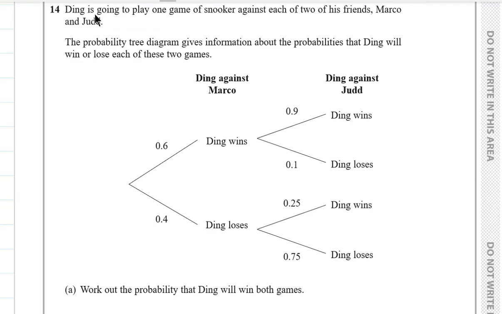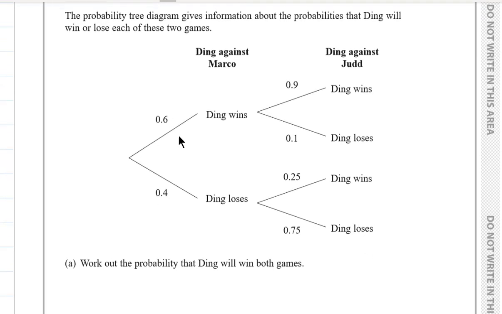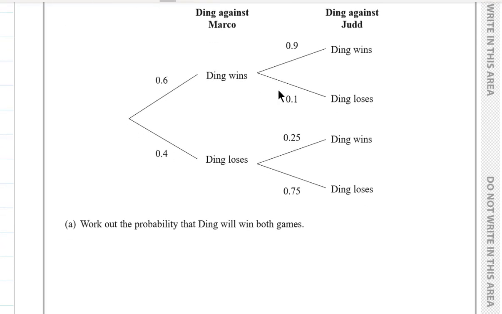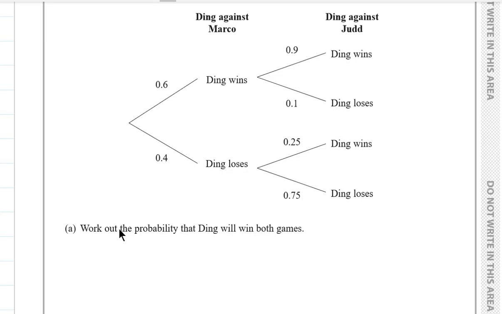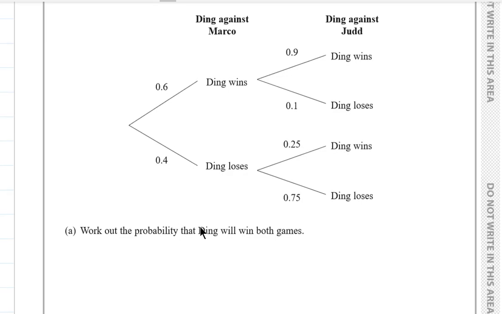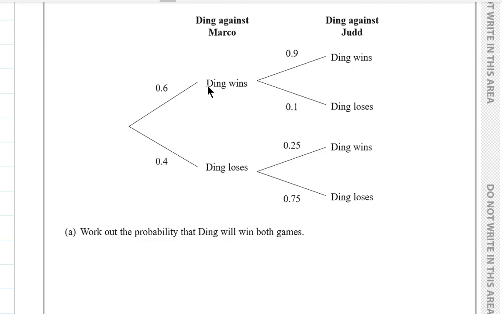14. Ding is going to play one game of snooker against each of two of his friends, Marco and Jude. The probability tree diagram gives information about the probabilities that Ding will win or lose each of these two games. I think everything is clear here. Work out the probability that Ding will win both games. Win the first, win the second. I think it's very easy.